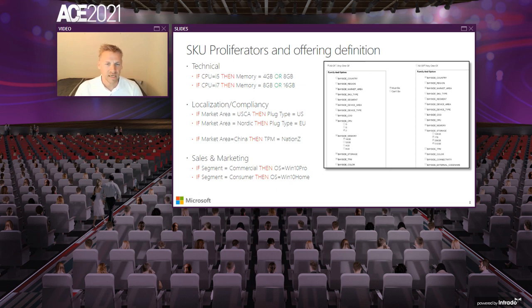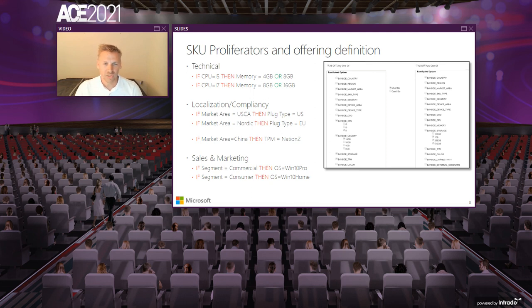Then we go into localization. For example, the power cord obviously has to be localized. So if the market area is US Canada, you get a US power cord. If you go to Nordics, the power cord is the European one. And then on the device itself, for example, TPM is localized. The Chinese get their own TPM chip, different from the rest of the world.